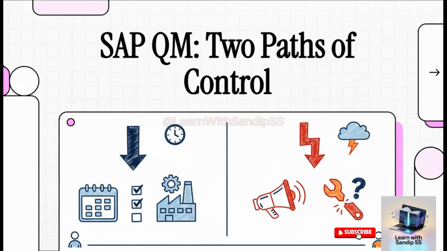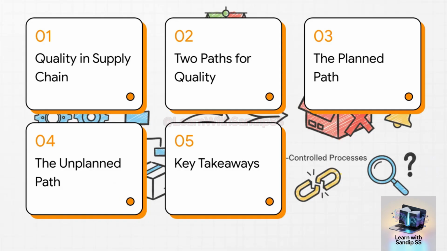Welcome. Today we're going to tackle a really core concept in SAP S4HANA quality management. Every single supply chain has to deal with two kinds of things, right? You've got the routine checks you plan for, and then you've got the unexpected problems that just pop up. So we're going to break down exactly how SAP QM handles both of these, with two very distinct, very powerful processes.